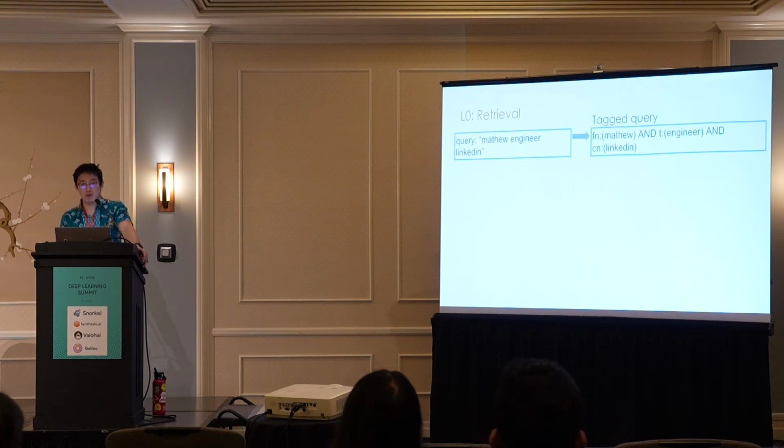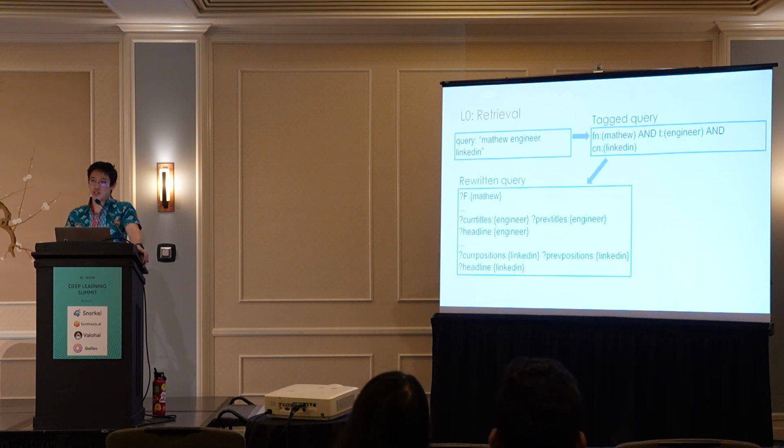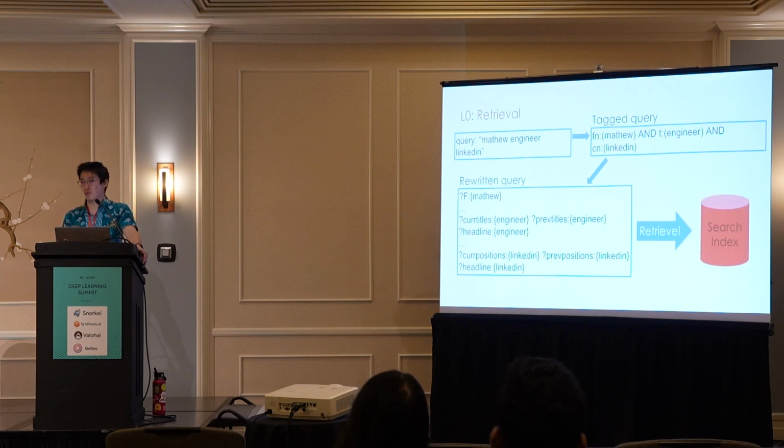For example, here, Mathew is tagged as a first name, engineer is tagged as a title, and LinkedIn is tagged as a company. This is important because we generate something that's called the rewritten query, and you can think of this as sort of a set of instructions for the search index to return documents that match these conditions. In a very oversimplified sense, it's kind of like a SQL statement that we go into our database to retrieve documents.